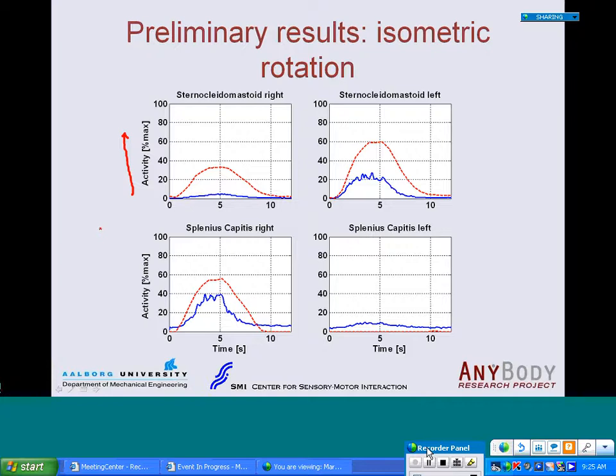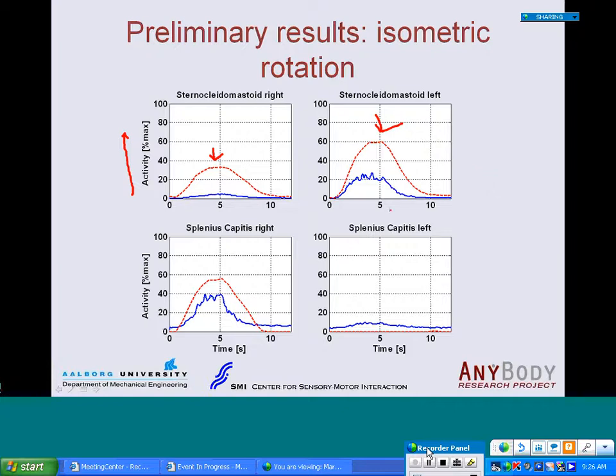The first thing you can see is that the trends predicted by AnyBody are the same. So the sternocleidomastoid on the left side has a higher predicted activity than the predicted activity on the right side. So this one is lower than this one here. And that's also what you can see in the EMG data. The absolute values are somewhat different, quite different here, as you can see. And that's something which can have several reasons. But the trends are looking quite good.